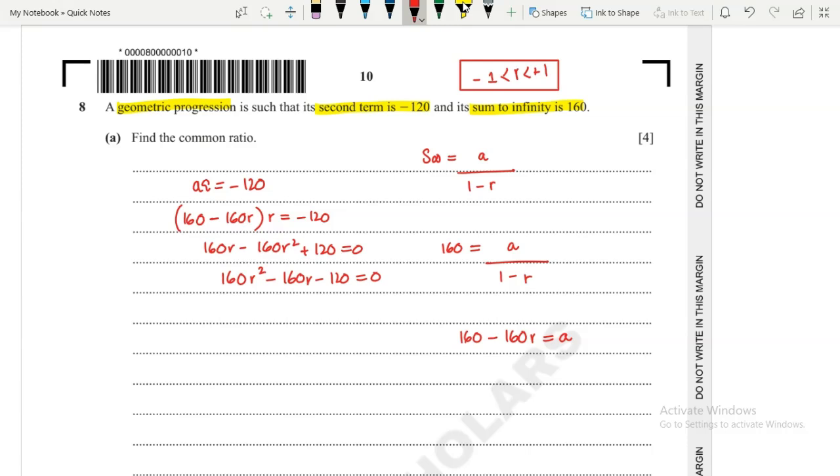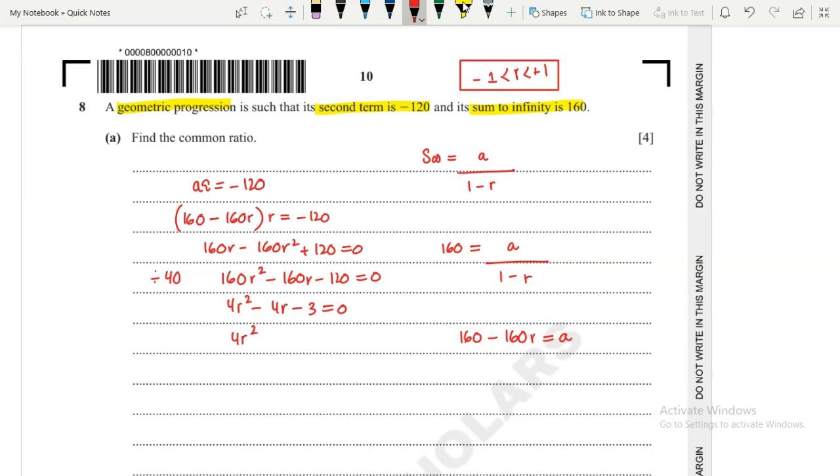Okay, so now we have to simplify this equation. Just divide this by 40. It becomes 4r square minus 4r minus 3 is equal to 0. So 4 into 3 is 12. Now we have to find the factors. From addition it comes out as 4, and from product it comes out as 12. So it will be 6 and 2 possibly.